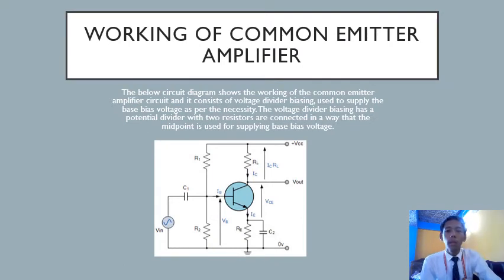Working of the common emitter amplifier. The circuit diagram below shows the working of the common emitter amplifier circuit, and it consists of voltage divider biasing used to supply the base bias voltage as per the necessity. The voltage divider biasing has a potential divider with two resistors connected in a way that the midpoint is used for supplying the base bias voltage. And the figure is like this, as we can see on the screen.